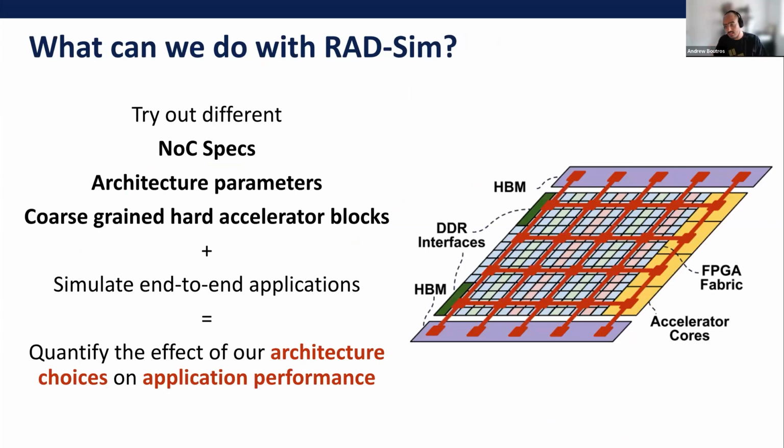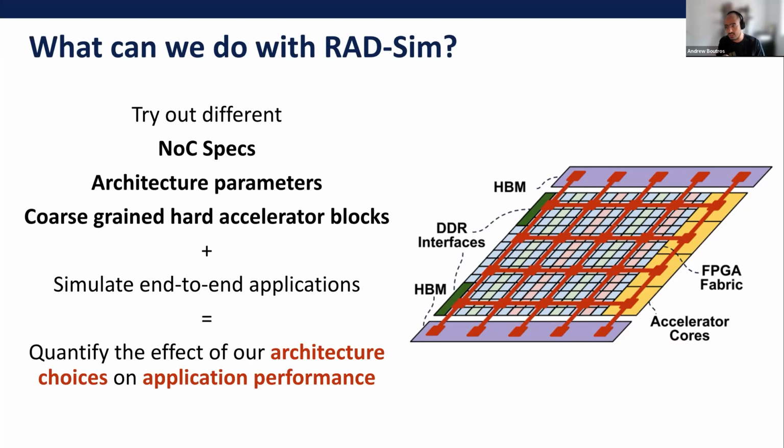So what can we do with RAD-Sim now? We can basically model devices that look like the picture I'm showing on the right side. So devices that have a mix of an FPGA fabric, network on chip, one or more HBM stacks, DDR interfaces, and also some hard accelerator cores on the side. And this is just a variation of what you can model.